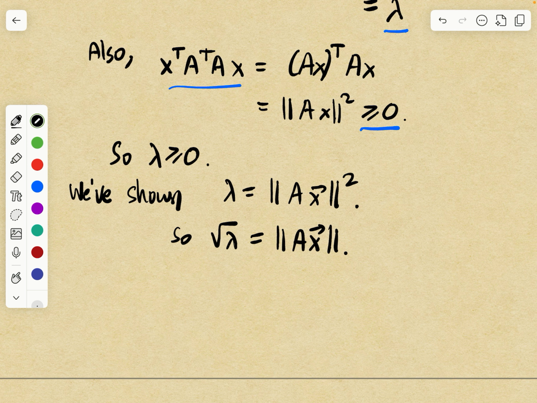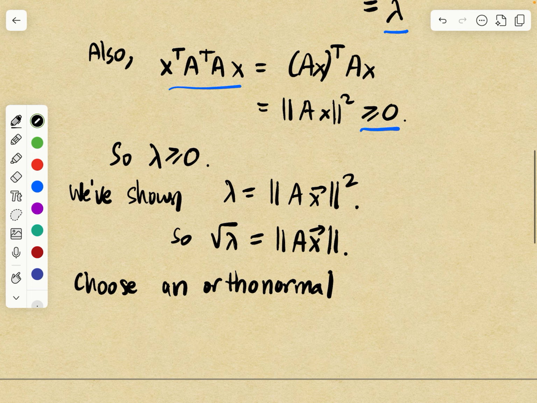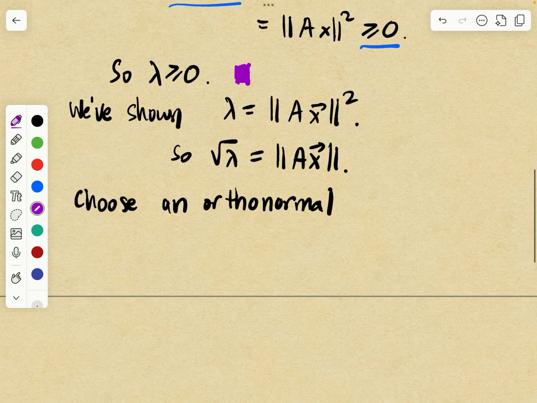Okay. So that leads us to the following definition. So let's look at A transpose A and choose an orthonormal basis. Okay, so we're done with the proof, right? We proved that above here, and now we're moving on. This symbol, this box, means that it's the end of the proof. We're ready to move on to singular values.